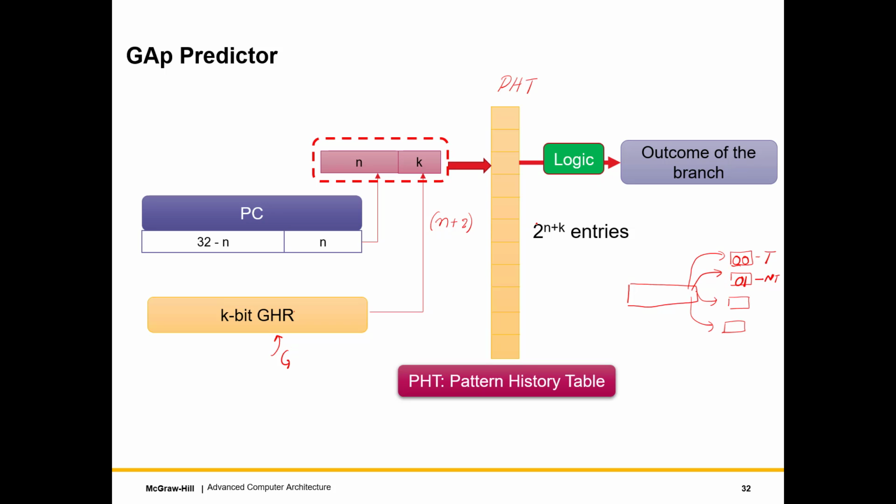Furthermore, to reduce aliasing, as we have discussed, we can store a part of the tag within each entry, but that is independent to this discussion. The reason it is called gap is because this is the G part, and the PC, this is the P part.